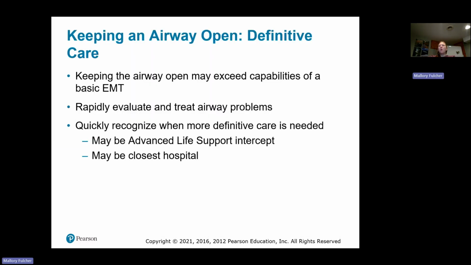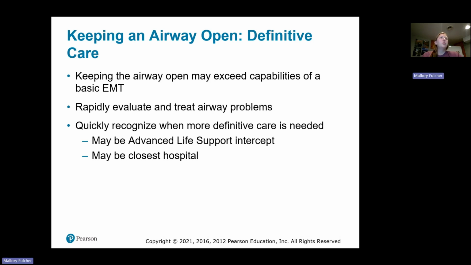When we're dealing with our airway, the needs of the airway may exceed the capabilities of EMTs, EMRs, even advanced EMTs. So if we do have a patient that needs definitive airway treatment, like an ET tube, we need to call in our ALS providers or the paramedic providers if we have the ability to do so.